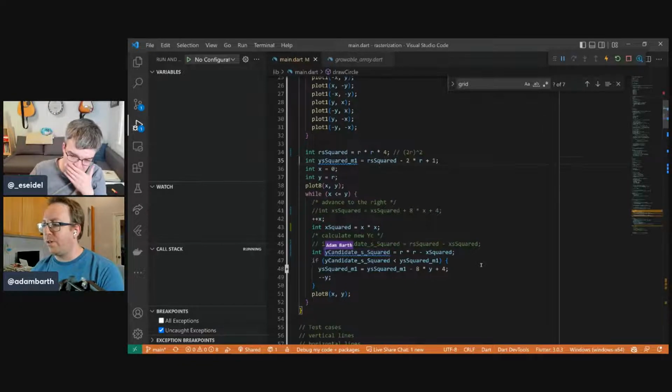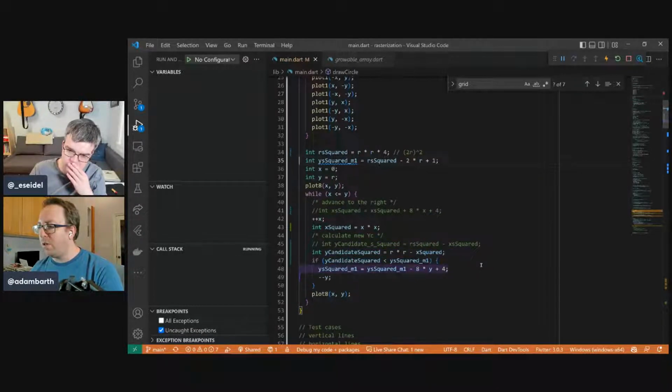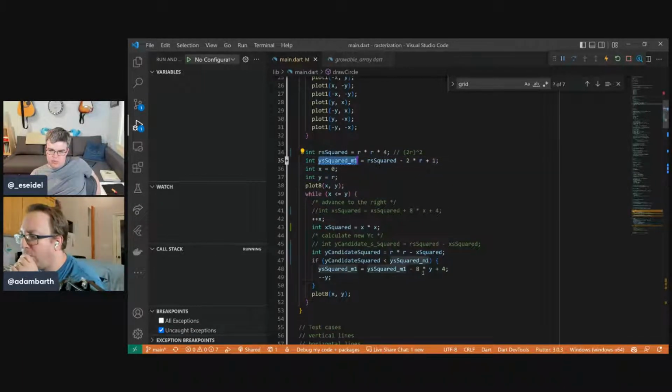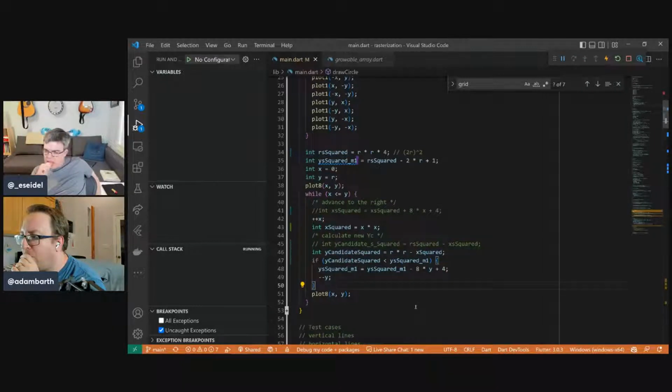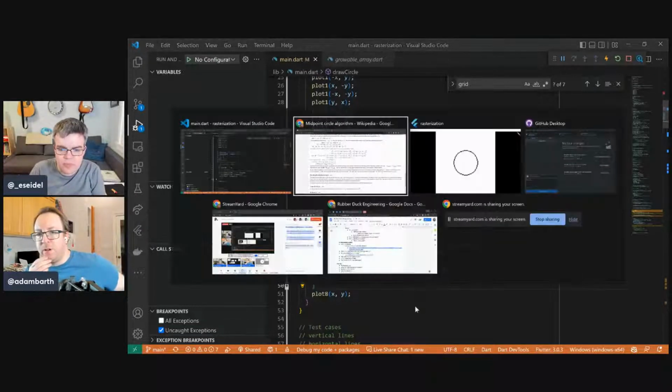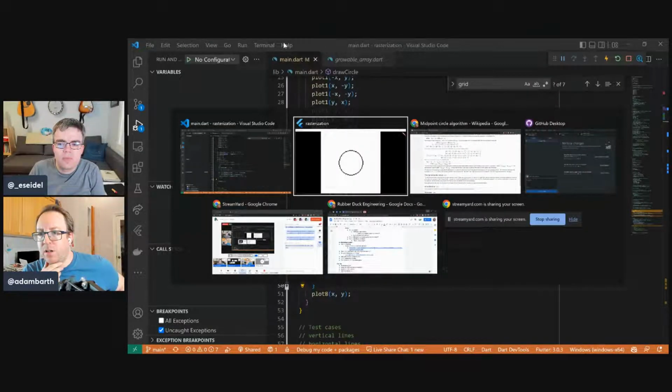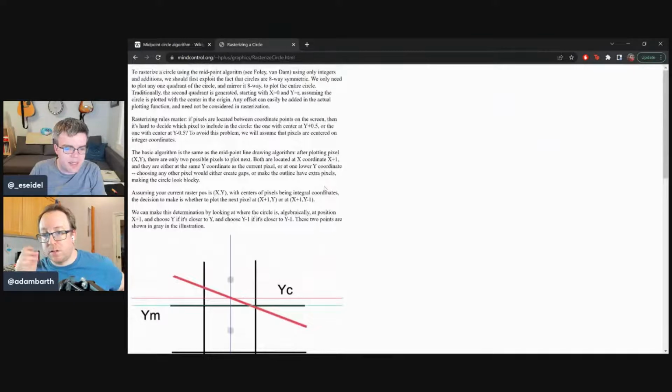So let's just make this y candidate squared. And I'm not sure what to put here. Let's just make this r squared. But it can't just be r squared, because it's some adjustment. This M1 is mysterious. Can we go back to the page that taught us this algorithm? I'm curious what M1 is. I could have also read the text, because I didn't read the text.